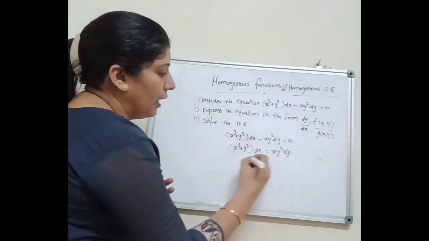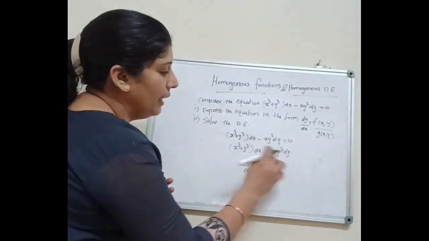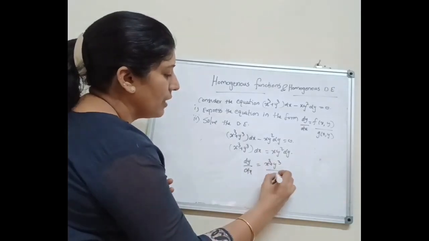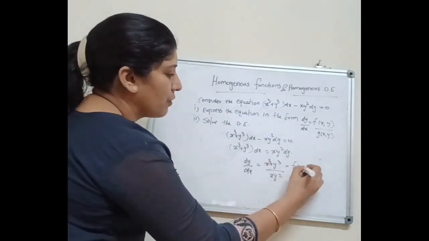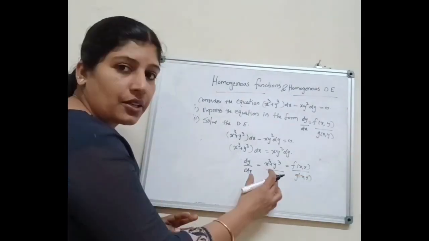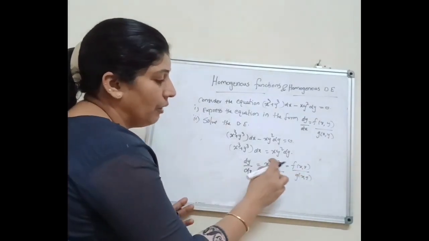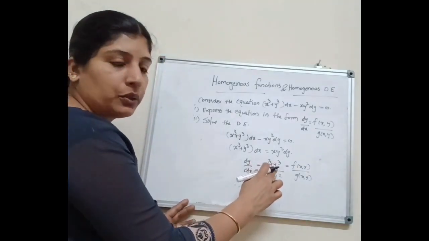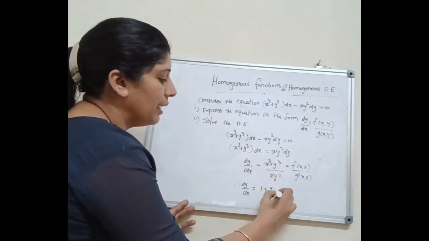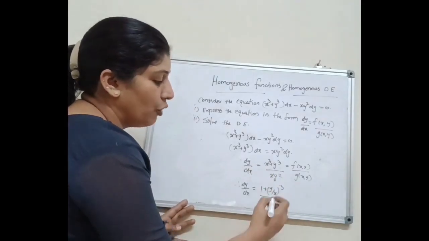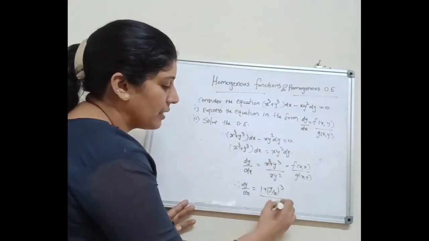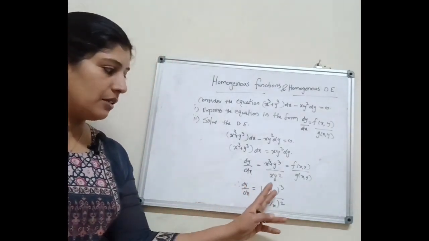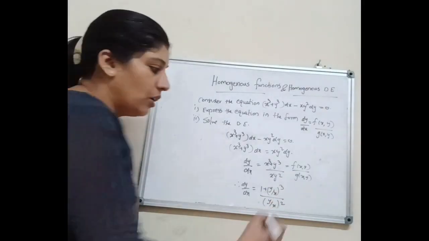That is, here dy by dx equal to (x cube plus y cube) divided by xy square. That is, it is of the form f of x, y by g of x, y. Next, we have to change it into a homogeneous differential equation by dividing throughout by x cube. dy by dx equal to, here the numerator is x cube plus y cube divided by x cube, that is 1 plus (y by x) whole cube, divided by, then the denominator divided by x cube, that is (y by x) whole square. That is, it is a homogeneous differential equation. dy by dx equal to (1 plus (y by x) whole cube) divided by (y by x) whole square.